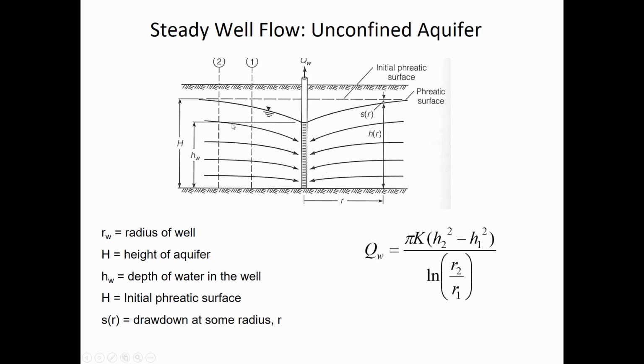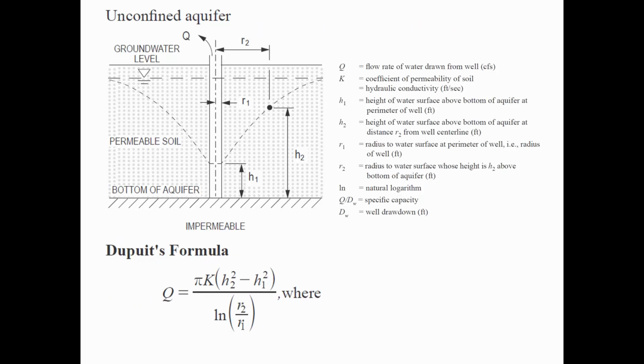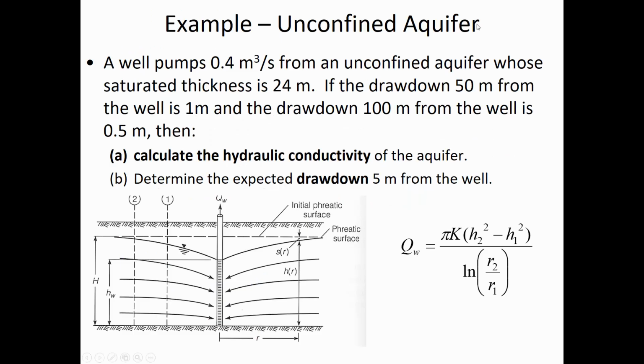But what's different is that now when we have a confining layer on the bottom but not on the top, rather than it just being a piezometric surface, it's the actual physical water height. And the unconfined aquifer example that we're going to work is we know a flow rate of 0.4 cubic meters per second. Now remember that if the hydraulic conductivity is known in days and the flow rate is given in seconds, you may have to make some changes depending on what's being asked.